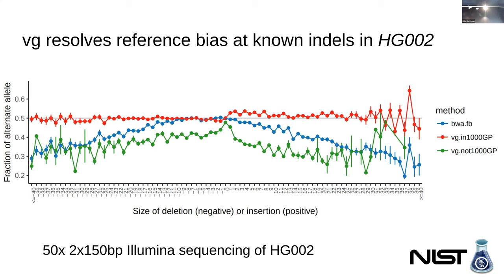And just to show that this is really only an effect of having put the variants in the graph, if we take variants that are in this individual but are not in the Thousand Genomes, which is something like 1% of the variants, the error bar is quite big. But you see a similar kind of trend in green as even in blue. And so this shows that the reference bias is eliminated if we remember the variants that are in the population.